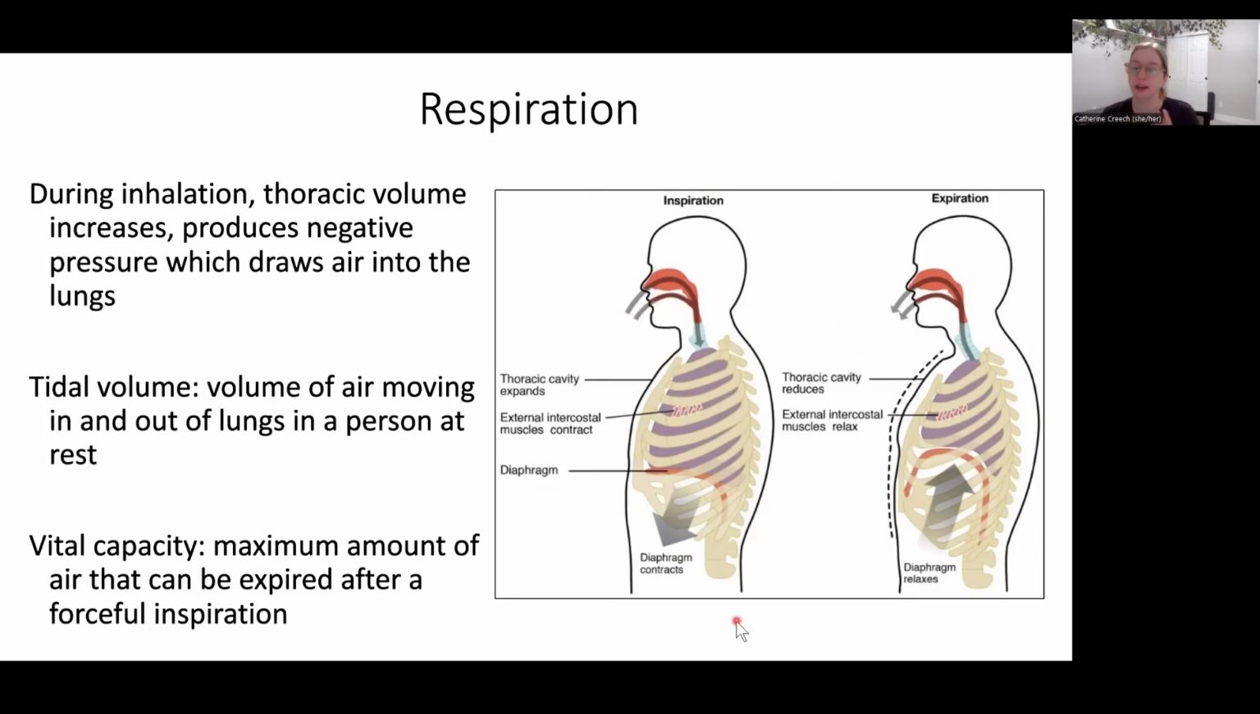When you are moving air in and out at rest, we call that the tidal volume. I like to think about the tide moving in and out of the ocean. The amount of air that you can move in at max when you're forcefully exhaling after you've inhaled, that's called the vital capacity. So two different levels of air that we move through.